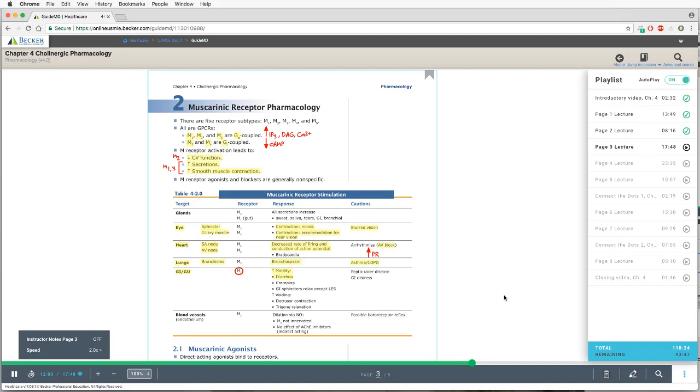Overall, we see a logical pharmacology, whereby where parasympathetic innervates, there are three main responses: decreasing cardiac function, increasing the tone of smooth muscle, increasing secretions. Now, as two special places there.